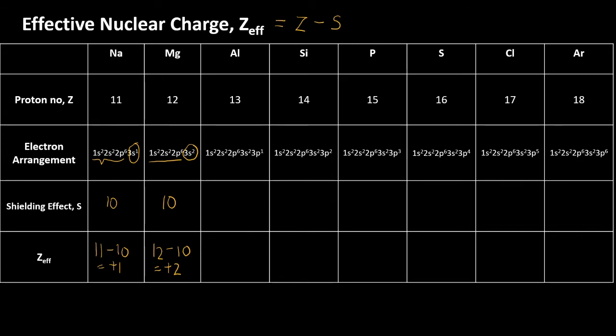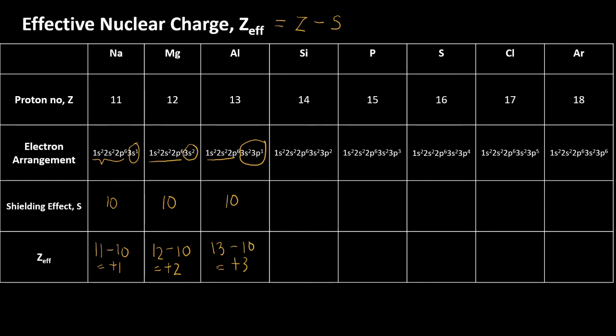For aluminium, we do the same thing. The nuclear charge equals the proton number, so the nuclear charge for aluminium is 13. And the outermost shell's electrons for aluminium is in 3s2, 3p1. Therefore, for aluminium, it also has 10 inner shell electrons, and the shielding effect for aluminium is therefore 10. To determine the effective nuclear charge, the nuclear charge 13 minus 10 gives us positive 3. And therefore, the effective nuclear charge for aluminium is positive 3.